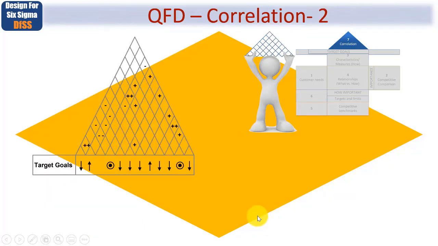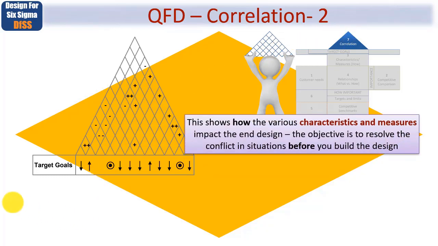Here's the roof, and I've made it a bit bigger. There's this point up here so you can clearly see. So this shows how the various characteristics and measures impact the end design, where the objective is to resolve the conflict in situations before, of course, you go on to build that design. So this simply shows the target goals, whether it's increasing or decreasing, or whether it's having no effect at all.